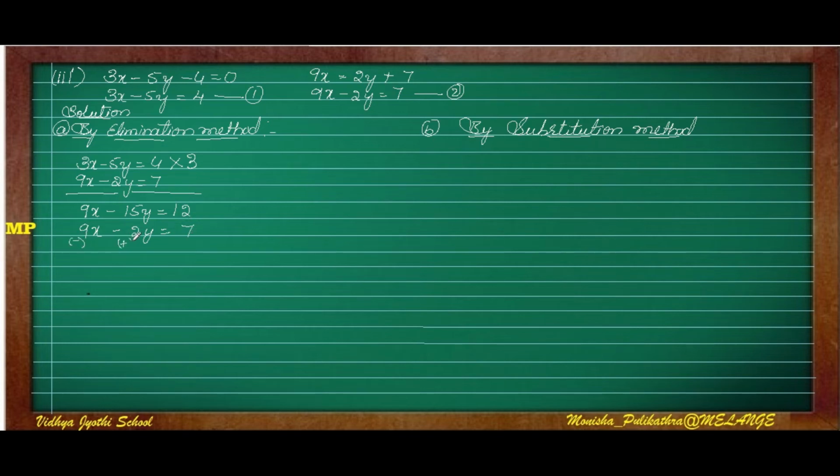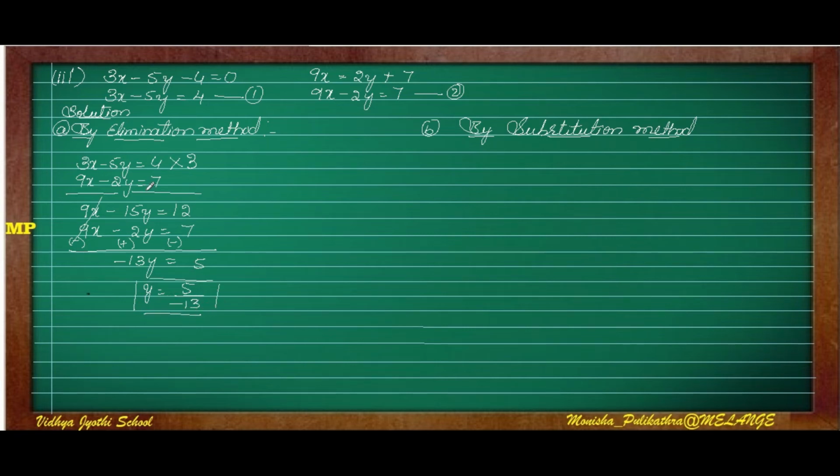Next we need to interchange the sign. 9x will get canceled, minus into plus is minus. So 15 minus 2 is 13y. Larger number sign, that is minus 13y, is equal to 12 minus 7 is 5. Larger number is 12, so the plus sign will be there. So y is equal to 5 by minus 13. So this is the value for y.